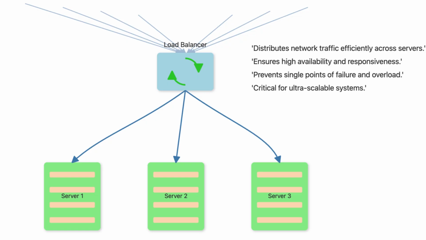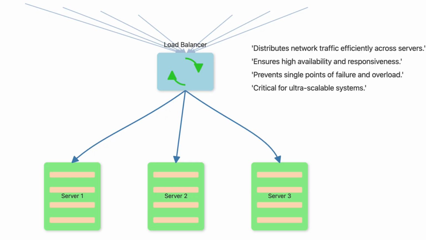This isn't just about spreading the work, it's fundamentally about ensuring your system remains highly available and lightning fast, even under immense pressure. Think about it. Without a load balancer, a single server could become a bottleneck, or worse, a single point of failure, bringing down your entire application. By distributing the load, we prevent any one server from becoming overwhelmed, ensuring a smooth, responsive experience for every user. For those of us building ultra-scalable systems, understanding load balancing isn't just good practice, it's a foundational principle for resilience and performance.